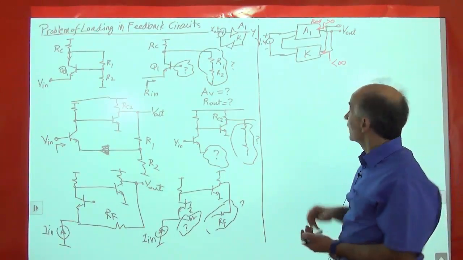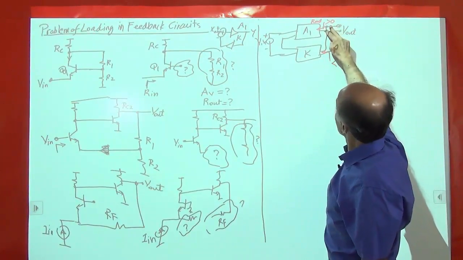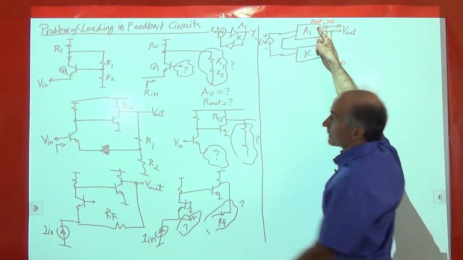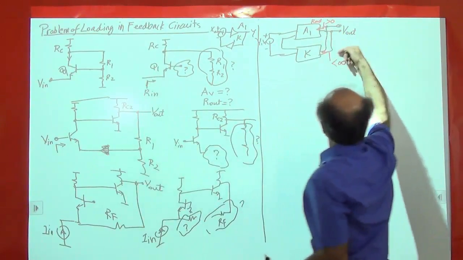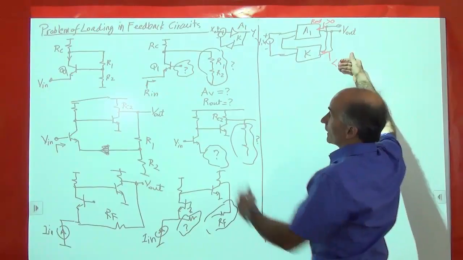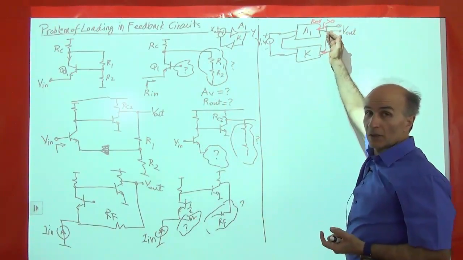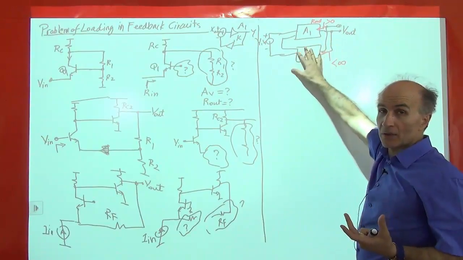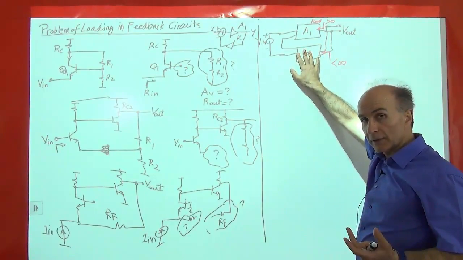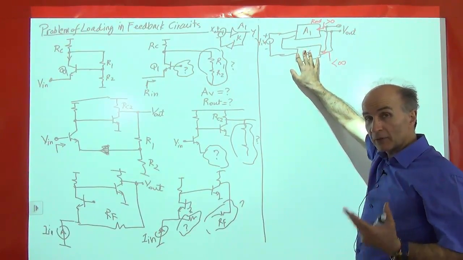So what happens when I connect this to here? This has a finite output resistance. This has a finite input resistance, not infinity. So when I hook this up to this, then the conditions that we use to analyze the circuit no longer hold. So the results that we derived no longer hold.